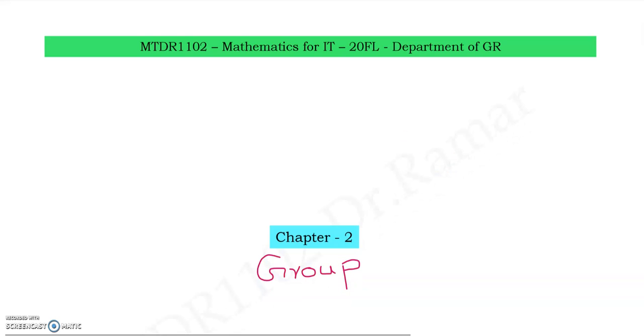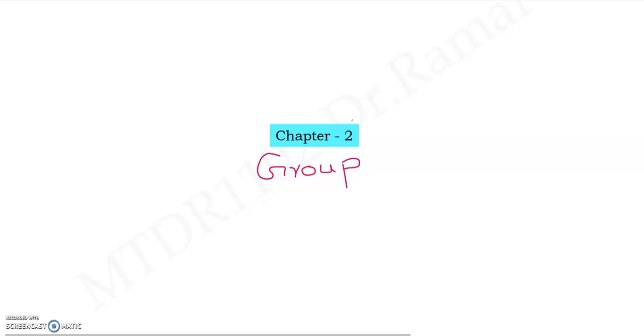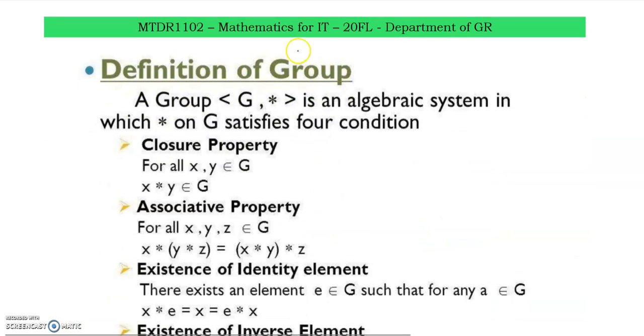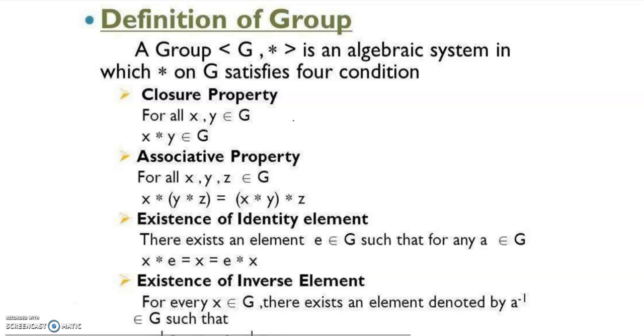Dear students, in this video we are going to see chapter 2, particularly about group and abelian group. Now we see the definition of group. You take any set G with binary operation star, then we have to check this satisfies four conditions.